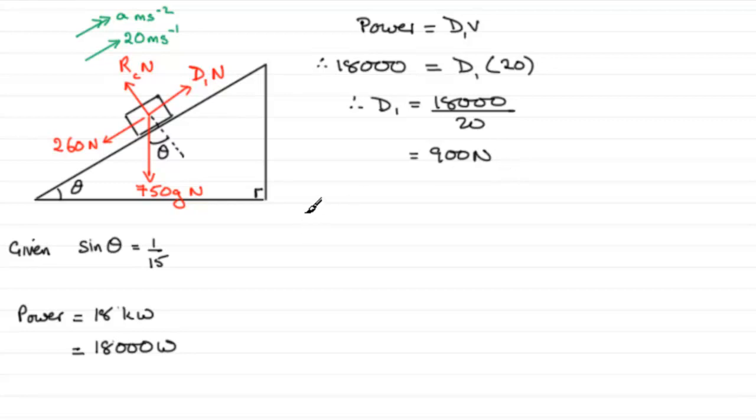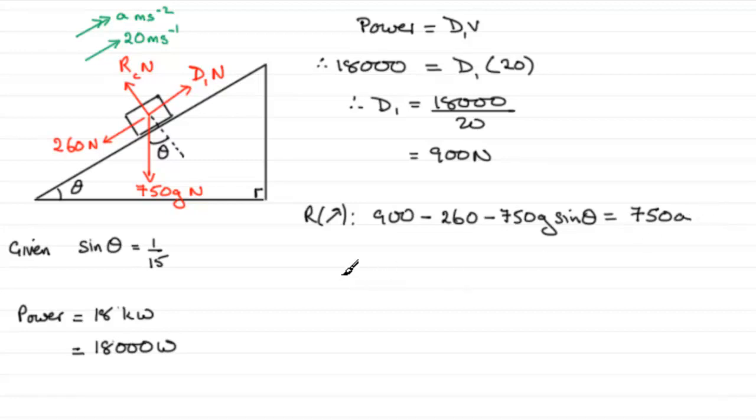So we now resolve up the plane, taking up the plane as positive, and so we've got that driving force D1, which is 900 newtons, minus the resistance, 260 newtons, and then minus the component of the weight down the plane, so that's going to be minus 750 g sine theta. And because it's accelerating now, we've got that this resultant force equals the mass, which was 750 kilograms, times the acceleration A.